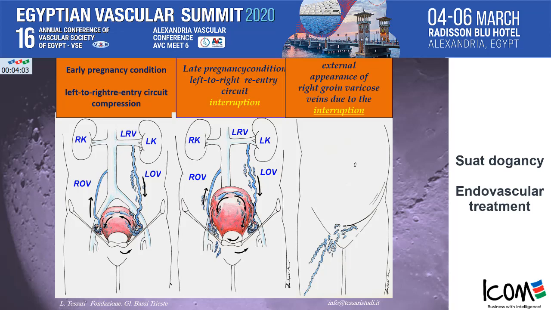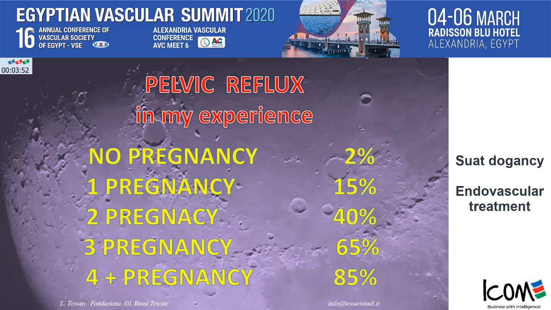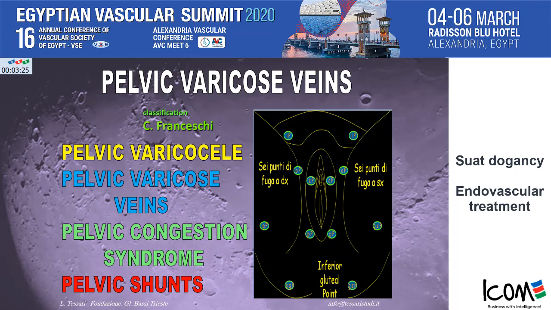So external veins appear normally in the right limb. I said that there is a strong relation between pregnancy and pelvic reflux. In a woman with no pregnancy, only 2% have a pelvic reflux. With one pregnancy, 15%; with 3 pregnancies, 65%; with 4 pregnancies or more, 85%.